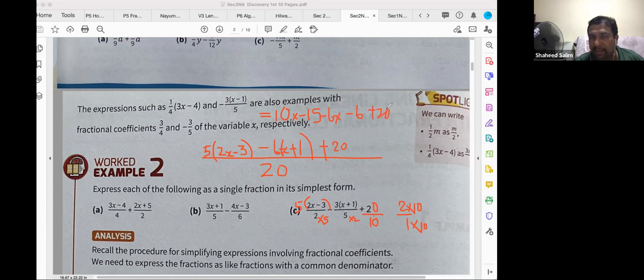Okay, did I make a mistake? Anyone? Please tell me. You know that we all can make a mistake. 5 times 2, 10x. 5 times 3, 15, minus 6 times x, 6x, minus 6 times 1, 6, minus, because plus and minus, and then plus 20. So now what do we do? Just group the same ones together. Remember to include the sign in front. You see 10x. If there's no sign, it means it's plus. 10x minus 6x is how much? Is 4x. Okay, well done.